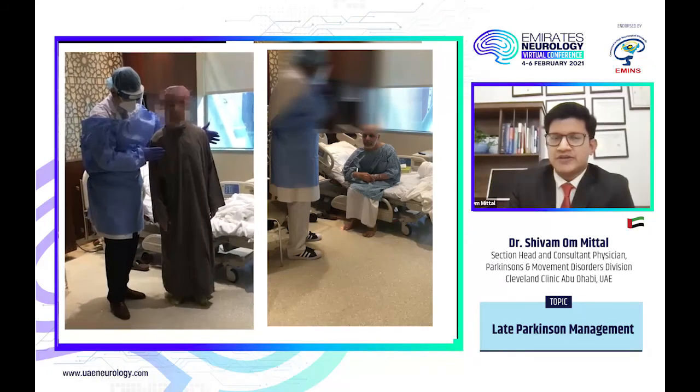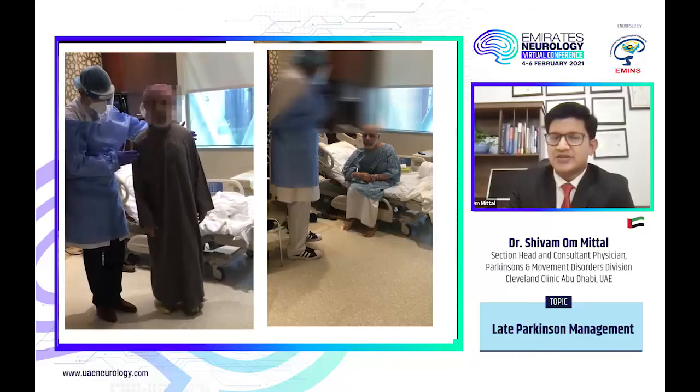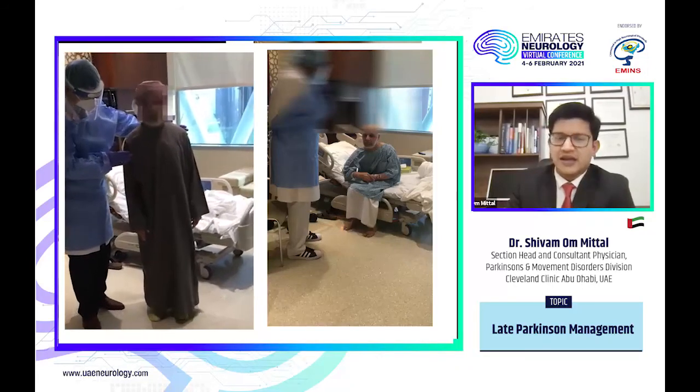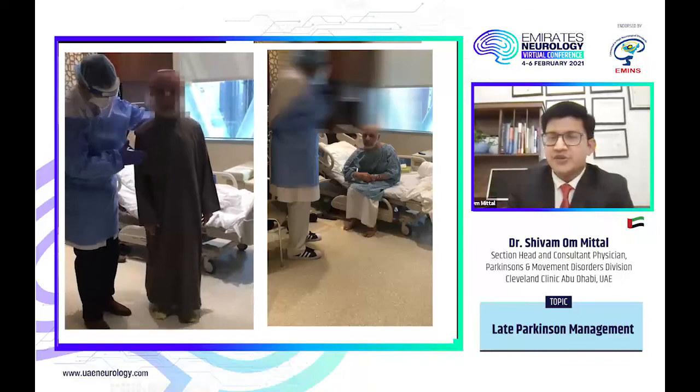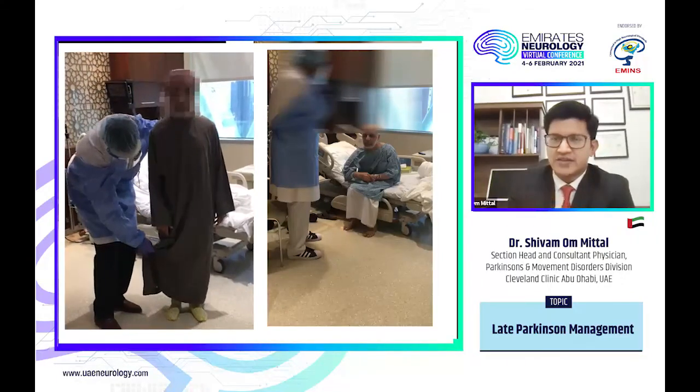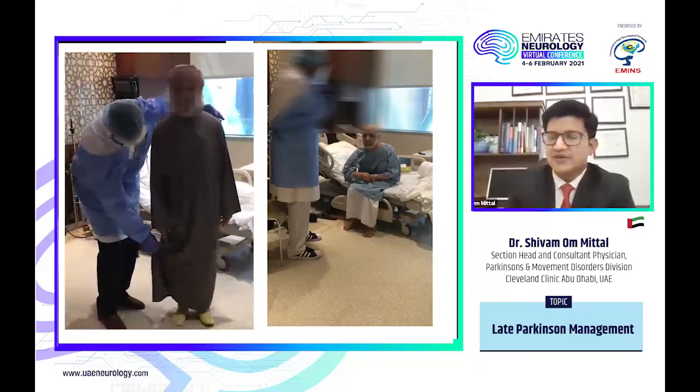He takes levodopa, Sinemet, even 2 tablets, 3 tablets. There is no improvement in the gait. And what do we do at this point? I made a lot of changes in the DBS, but the gait freezing is something which is not getting better.